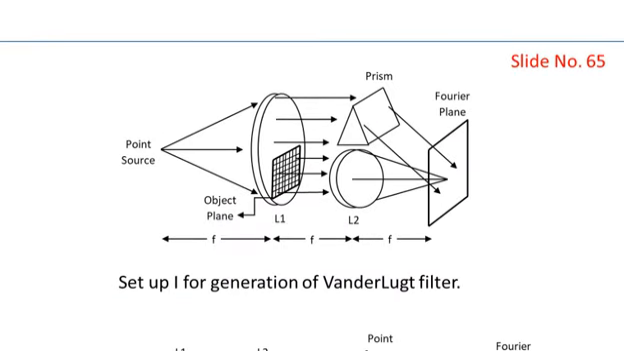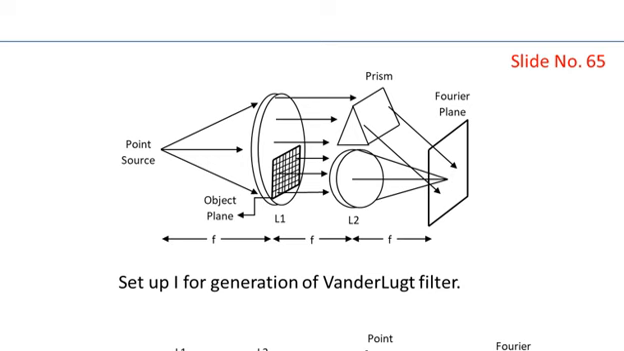For example, this is setup 1 for generation of a van der Lugt filter. Note that a point source exists at the front focal plane of the lens L1. It means that a spherically diverging wavefront is incident on the lens L1. Since the point source is located at a distance f in front of the lens, which is the focal length of L1, the lens L1 will generate plane waves on its right side. A part of the plane wave illuminates the object placed just after the lens L1, so the light passes through the object and is received at the lens L2.